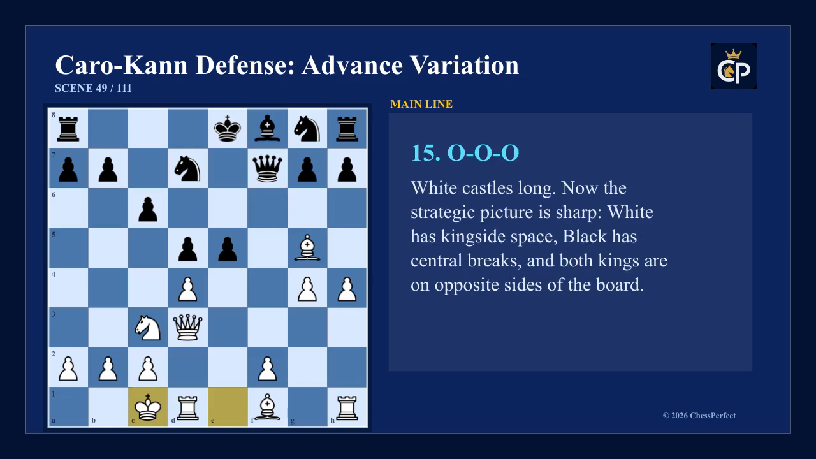Queenside castles. White castles long. Now the strategic picture is sharp. White has kingside space, black has central breaks, and both kings are on opposite sides of the board.